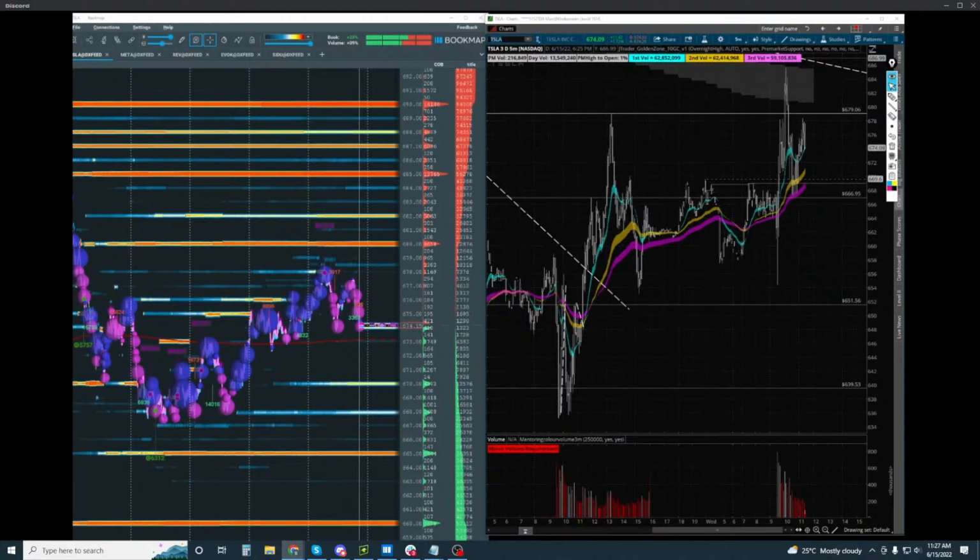Exactly. If you don't have stats, then it's just talking and not really having the numbers to give you the confirmation, consistency, and confidence in your trading. So stats are the first thing.